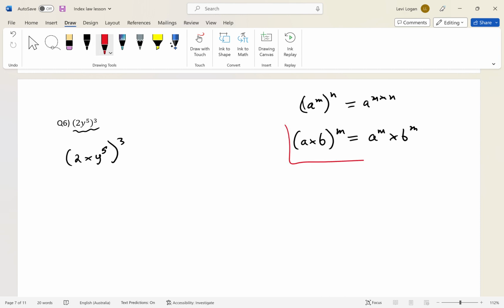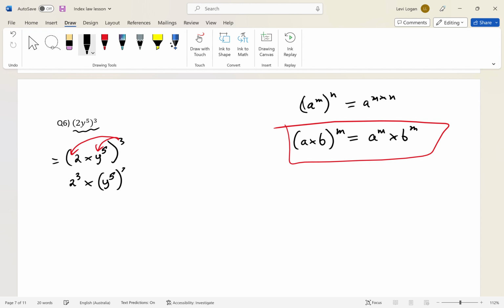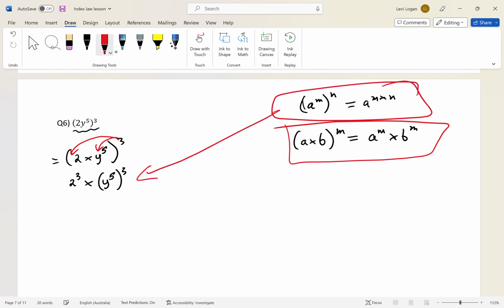So according to our fourth law, we have to distribute this 3 because they're getting multiplied here, right? Alright, so doing this, we're going to have 2 to the 3 multiplied by y to the 5 all to the 3. We're going to apply this law over here to the y. So we're going to have 2 to the 3 times y to the 5 times 3.